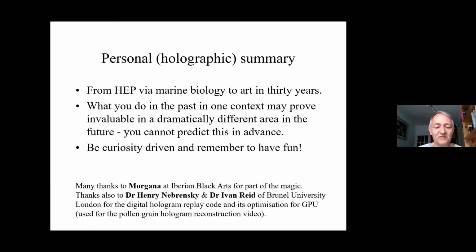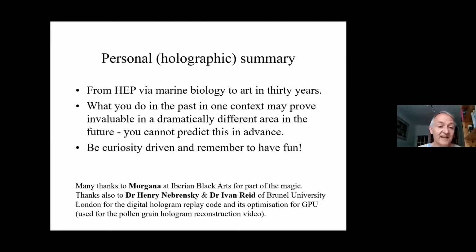and maybe I'll pass it on to you, that what you do in one context may prove not only invaluable, but entirely unexpectedly useful in a completely different area. I would never, ever have predicted that my work on trying to record the decays of charm particles containing the charm quark would have had any impact upon marine biology, essentially nearly 20 years, 15 years later.